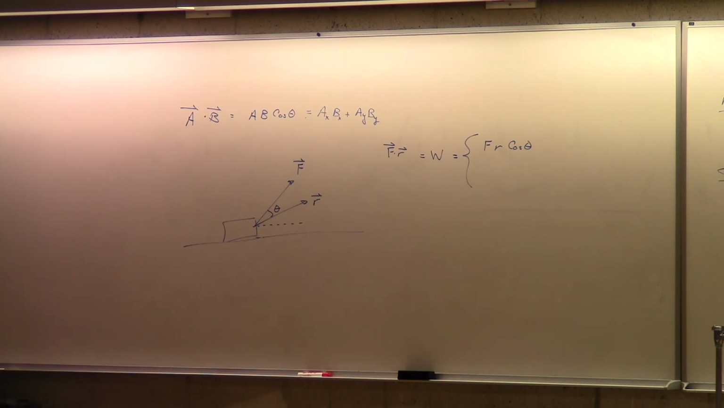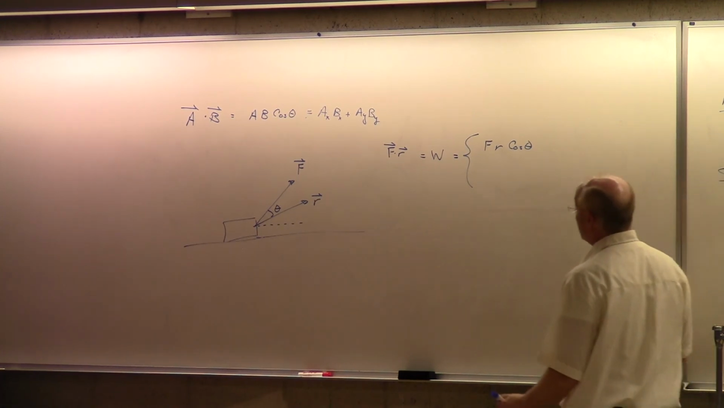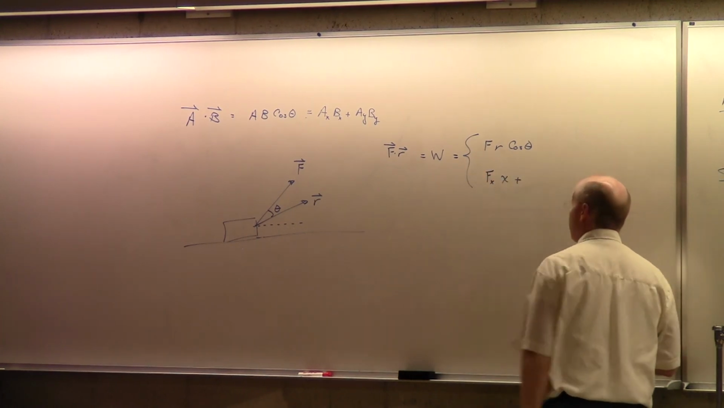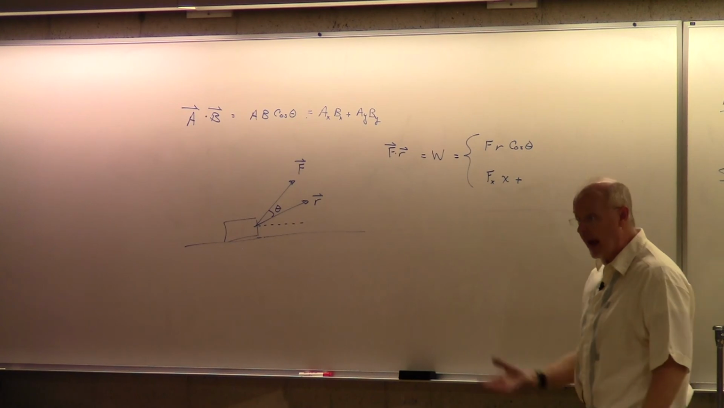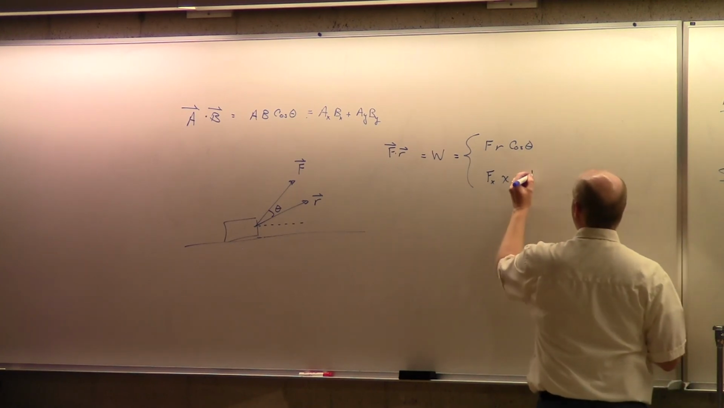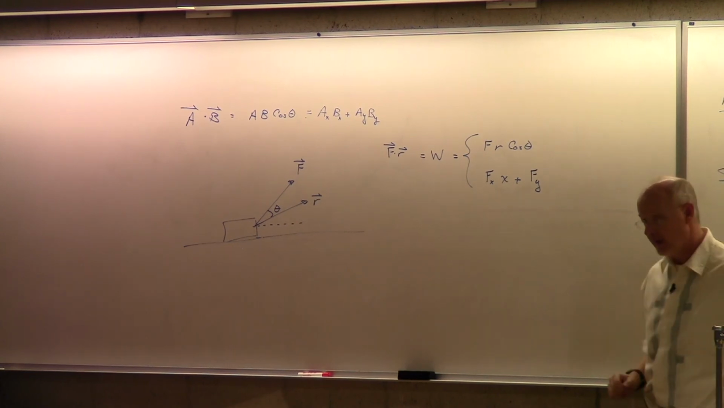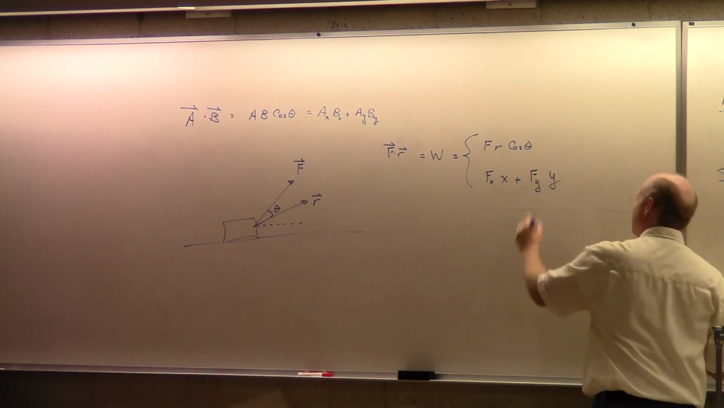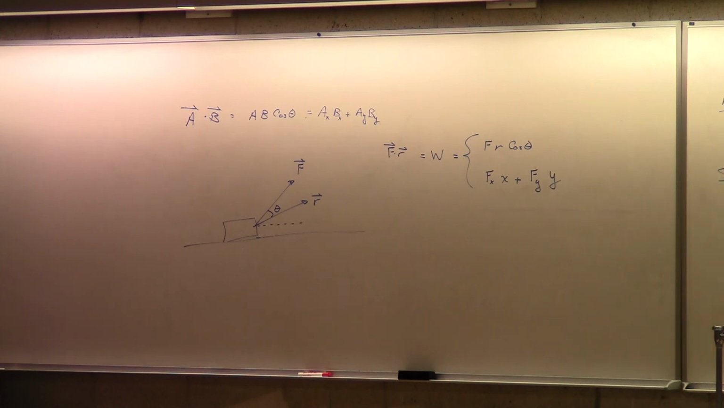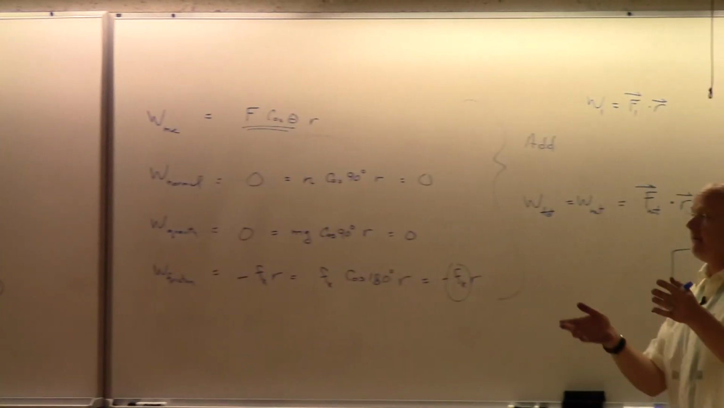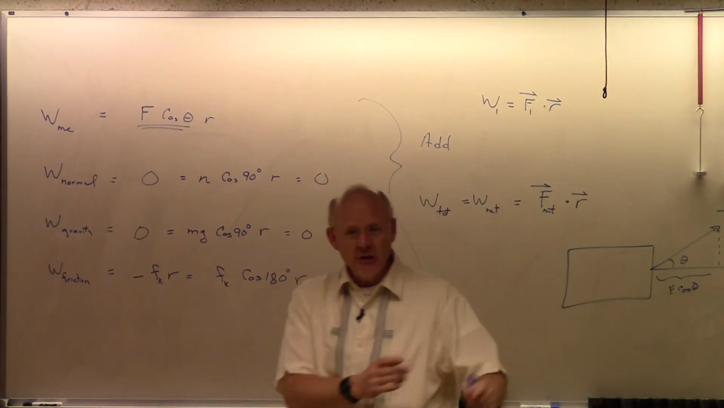But wouldn't there be another option here? Wouldn't it also be how much force in the x direction times how far did it move in the x direction? And how much force did you apply in the y direction added to how much distance did you move in the y direction? So as we get into multiple movements, x and y, you can see that our whole idea of work just gets extended from one-dimensional motion to two-dimensional motion.